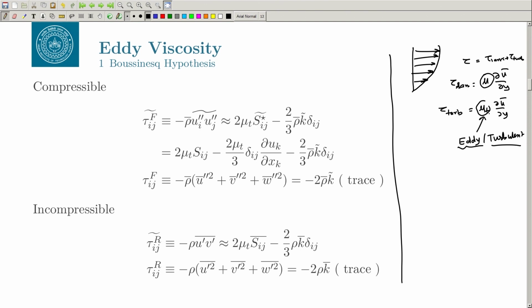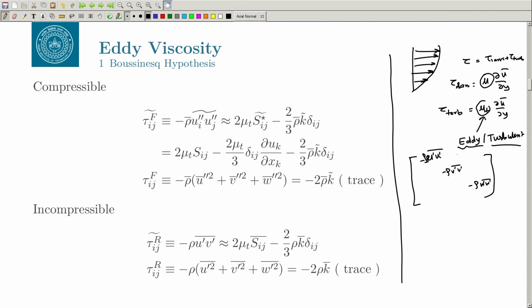Now, this is good enough for 1D flow. How do you do it for 3D flow? For 3D flow, your stress term, as we have seen earlier, will be given by minus rho u prime squared. Let me write it for incompressible flow only.